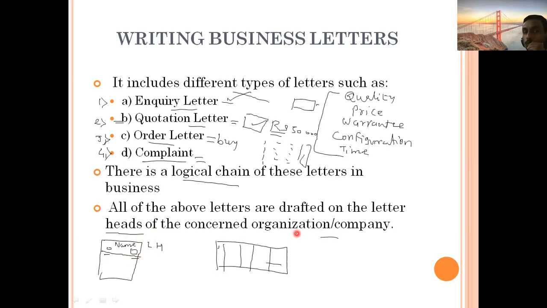So up to now आतापर्यंत कोणाला काय अडचण आहे का? बिझनेस लेटर म्हणजे काय आणि त्याचे कोणकोणते प्रकार आहेत आणि ते कधी लिहिले जातात याबद्दल काय? एन्क्वायरी लेटर, कोटेशन लेटर, ऑर्डर लेटर, कंप्लेंट लेटर बद्दल कोणाला काही कळालं नाही असं आहे का? If no, then let's go to the next.